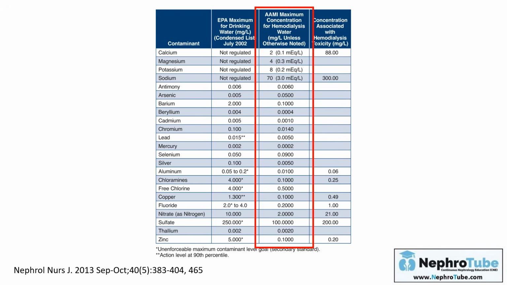Regarding other contaminants and ions, these are the numbers recommended by the AAMI that may differ from one country to another. Here in Egypt, we have many different numbers than these recommendations, so you have to stick to your local policy regarding the water quality.